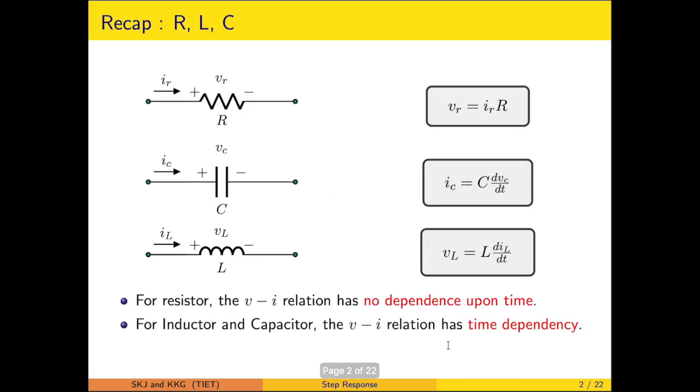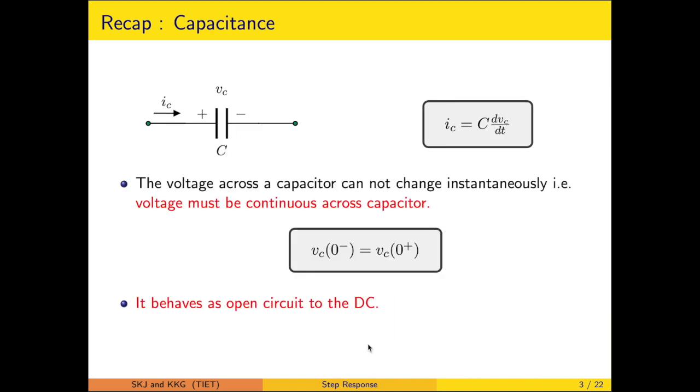So, as a recap, we have gone through the properties of the RLC elements. The VI relationship suggests there is no time dependency for the resistance, whereas there is a time dependency in case of inductor and the capacitor. Further, in case of capacitor, the voltage cannot be changed instantaneously, which suggests that the voltage must be continuous across the capacitor. This continuity is explained by the relationship Vc(0-) is equal to Vc(0+).